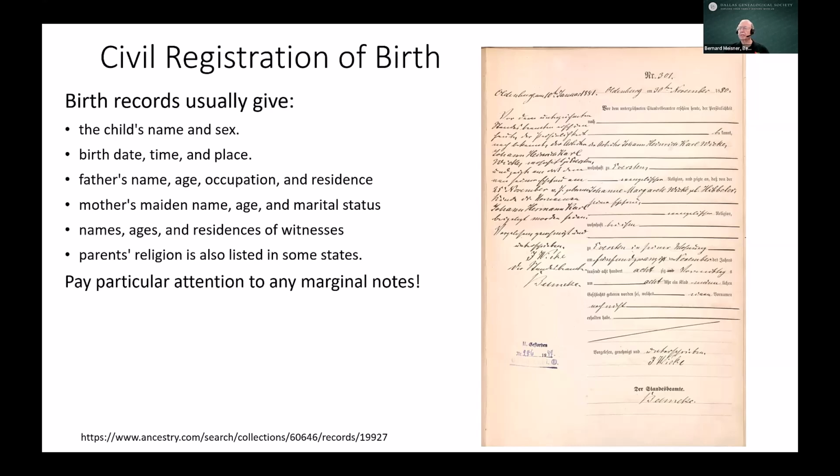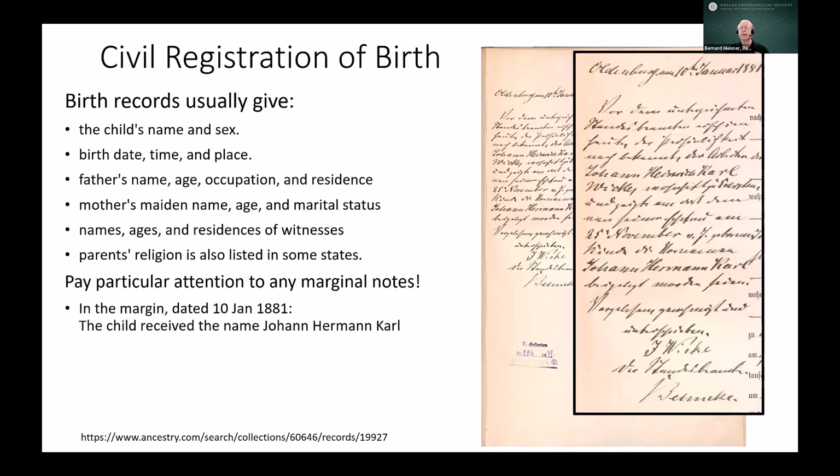And if you're writing to the Civil Registration Office, sometimes they use a form and you ask for, can I have an actual copy of the record? Because that will have those marginal notes. And here you can see in this particular case, when they registered the birth, they didn't yet have a name for this boy in 1880. So in 1881, they came back in and said, well, his names are Johann Hermann Karl Vicky.